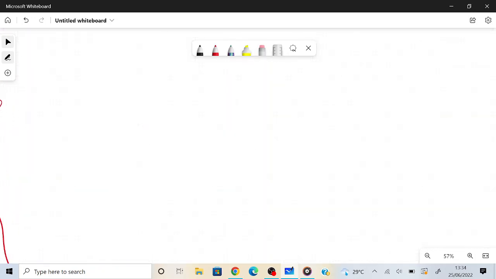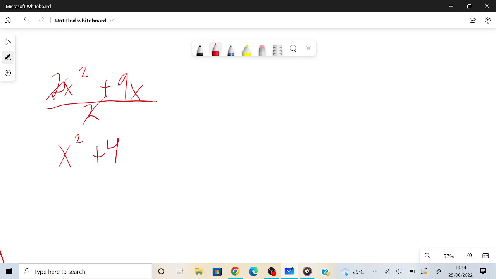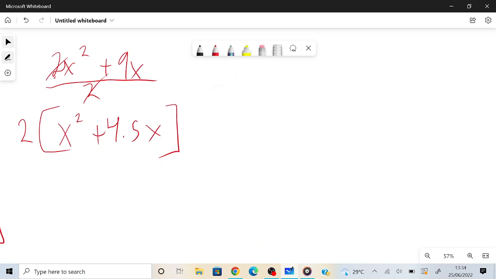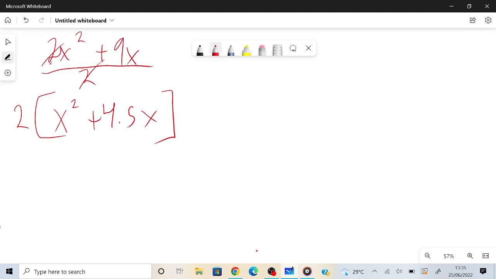Moving on to the next example, we have 2x squared plus 9x. Now again, we have a coefficient in front of x squared, so let's divide it by that coefficient. Divide by 2. You always divide it by that coefficient that's in front of x squared. So divide by 2, this cancels this. You have x squared plus 4.5x. Why 4.5? Because 9 divided by 2 is 4.5. And remember, all of this will now be multiplied by 2 because you divided it by 2 to begin with. And so doing this, completing the square inside.